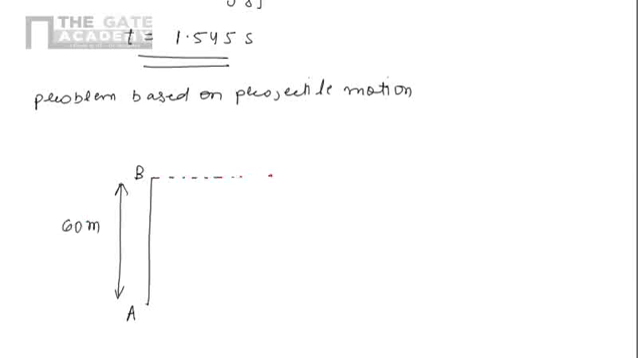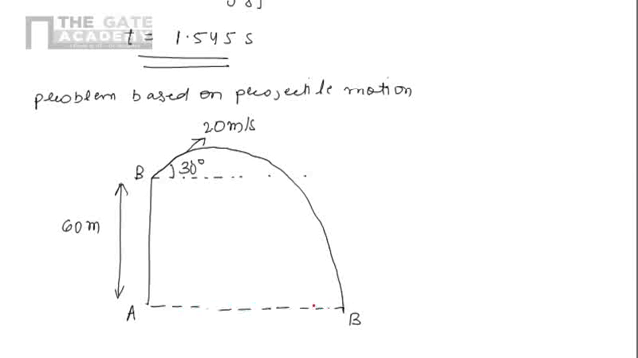A ball is projected from the top of the tower with an angle of 30 degrees and initial velocity of 20 meter per second, and this ball will hit the ground at a point B, which is on the same level where A is situated. Now we are interested in the value of R. So now we have to find out what will be the R.